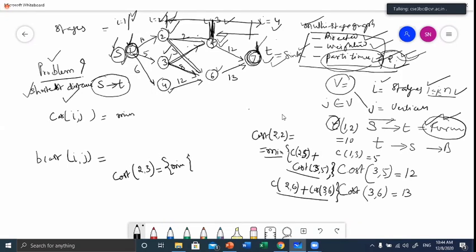Minimum of 2 ways. What is the first way? 3 to 5. That means c of that edge 3 to 5 plus cost up to 5. Cost up to 5 in the sense cost of third stage and fifth vertex. Are you clear? This is one option. And the second option is 3 to 6. That's why cost of 3 to 6 of that particular edge plus cost of that particular vertex, that is third stage and sixth vertex.